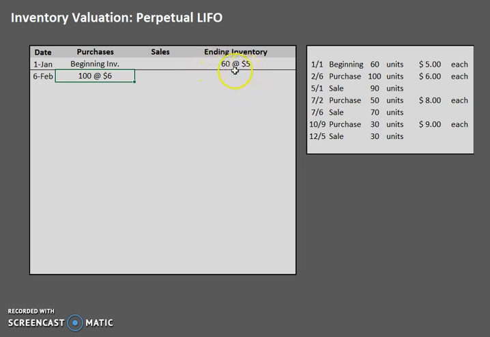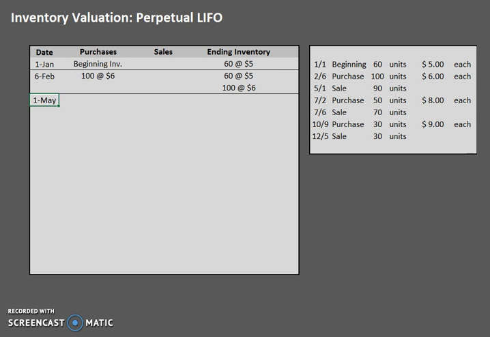So in this case, we started with 60 units at $5 each. And remember, it's very important that we stay in chronological order. So the old ones are going to go down first. That way when we do our LIFO assessment, it's going to be a lot easier to determine what's going on. And now let's add in those purchases. So now we have 60 units that we paid $5 each for and 100 units that we paid $6 each for. Okay, so on our next date, we had a sale on March 1st and we sold 90 units.